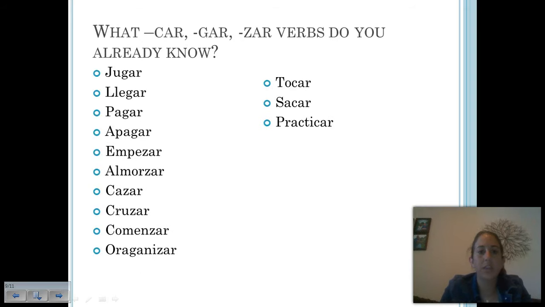All right, so here's a list of carzar verbs that we already know: jugar, llegar, pegar, apagar, empezar, almorzar, casar, cruzar, comenzar, organizar, tocar, sacar, practicar. There are tons more, but you should be familiar with a good majority of these. So you might want to make sure that you have that information down in your notes somewhere. If you need to hit pause to write those down, you're more than welcome to, but I'm going to go ahead and continue on with the notes.